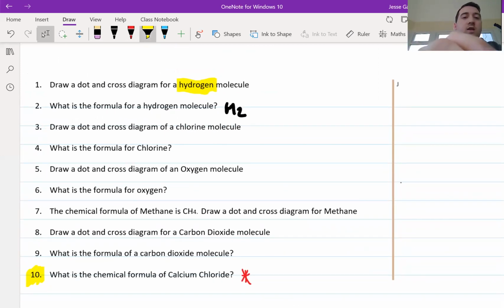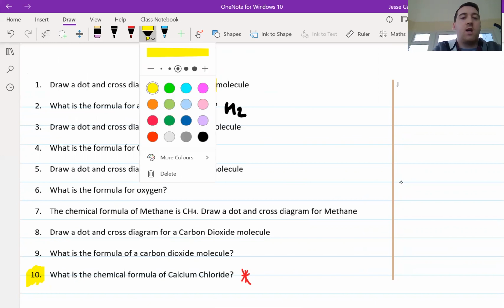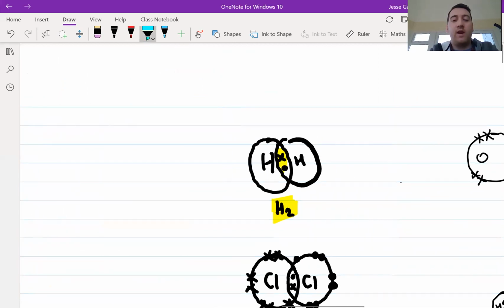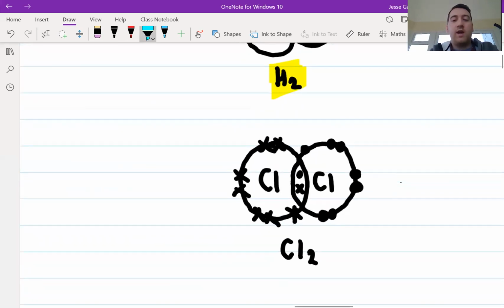Draw a dot and cross diagram for a chlorine molecule. Now you saw me doing fluorine before. Chlorine will be very similar. And remember, we just want to draw the valence shell. We don't need to draw the inside shells, just the valence shell. So here is your chlorine molecule. So here are 2 chlorines, and here they are sharing a pair, and each of them has 7 of their own.